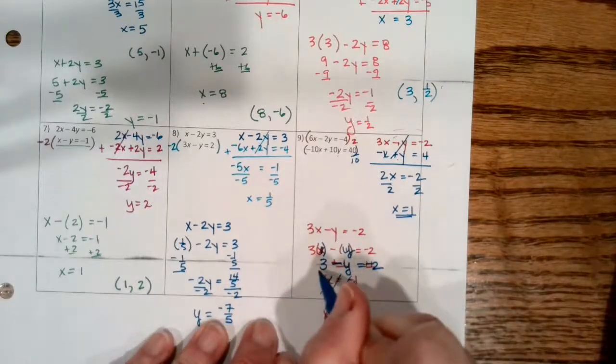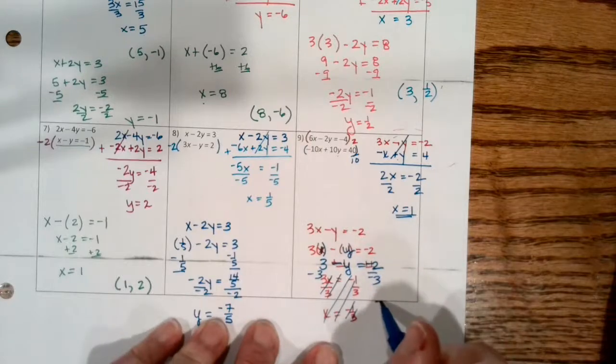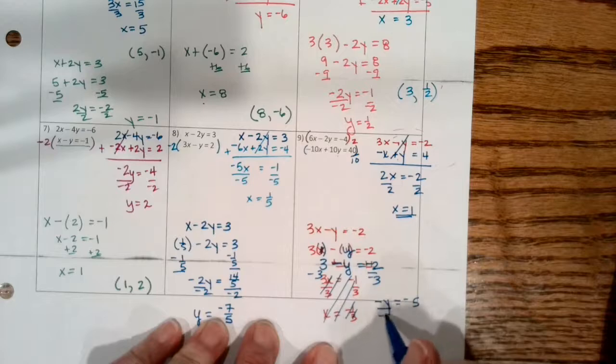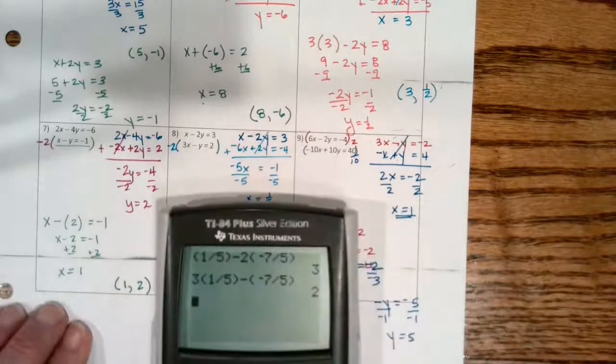So now I'm going to subtract 3 from each side, and I get negative y is equal to negative 5. Divide by negative 1, divide by negative 1. So y is equal to 5. We're definitely testing this one.